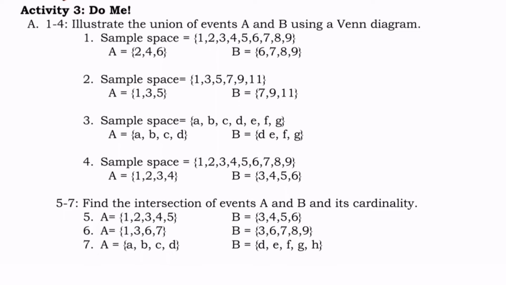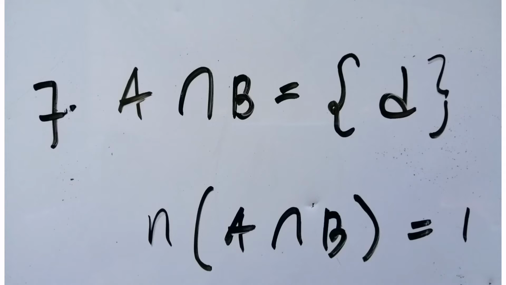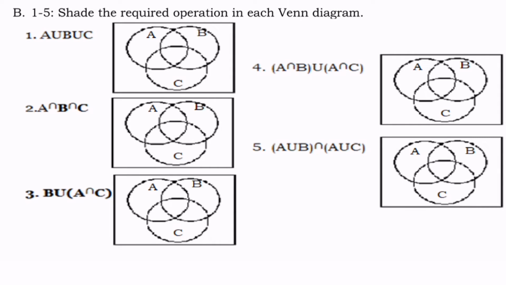Number 7, set A: A, B, C, D. Set B: D, E, F, G, and H. Number 1 to 5. Shade the required operation in each Venn diagram. Number 1, that is A union B union C.